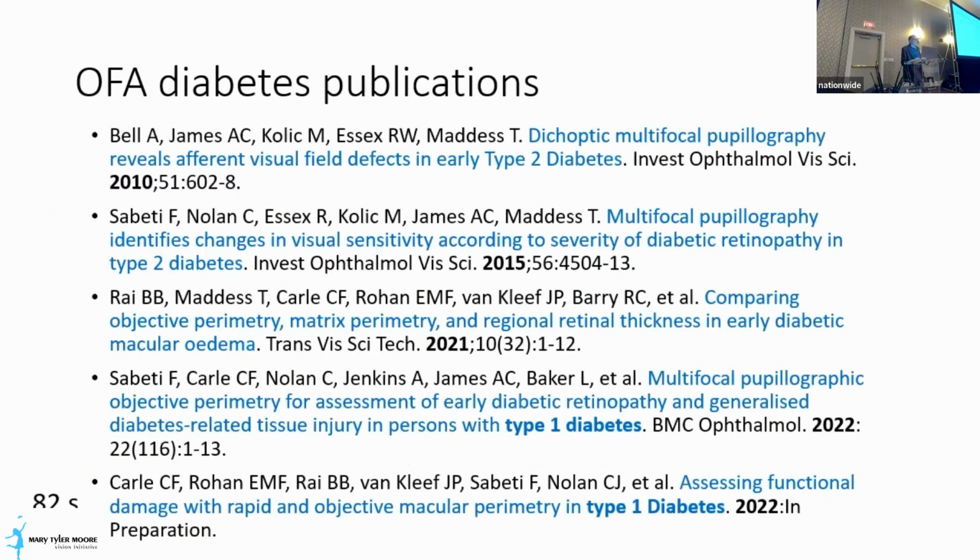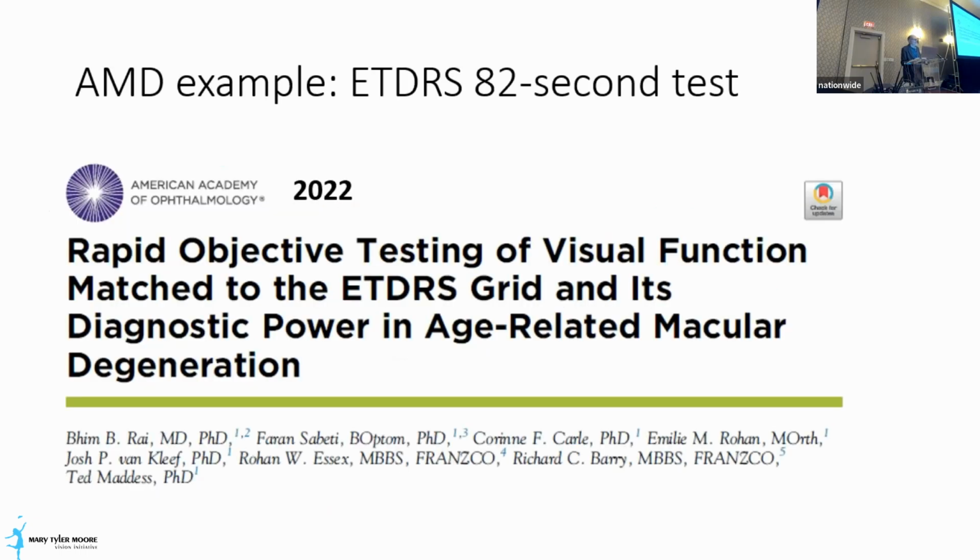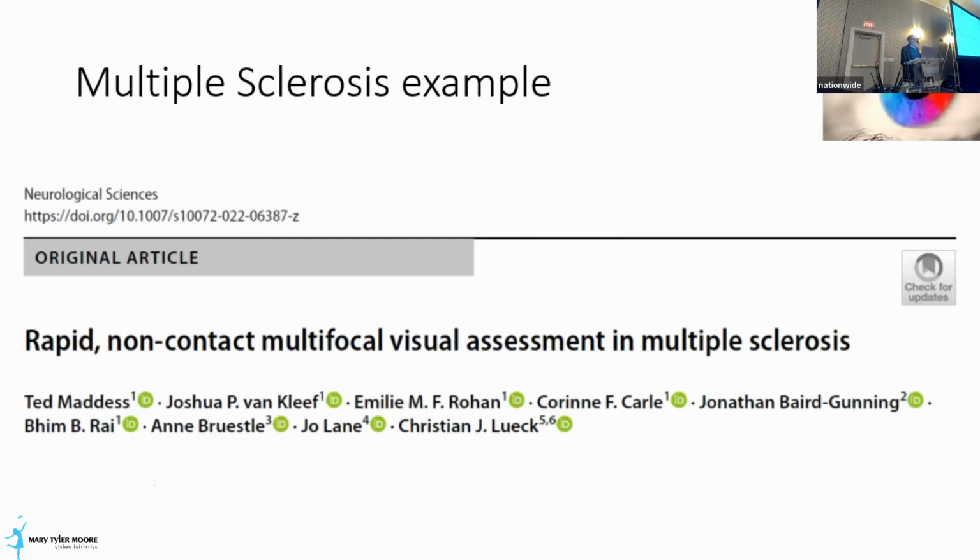We've got a number of publications in diabetes. There's one being prepared on the 82-second test. This is one that we've just published on the 82-second test using the ETDRS stimulus in AMD. Works brilliantly. It's also been done in multiple sclerosis.